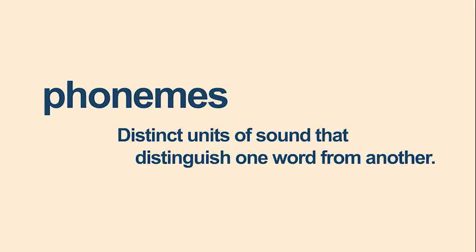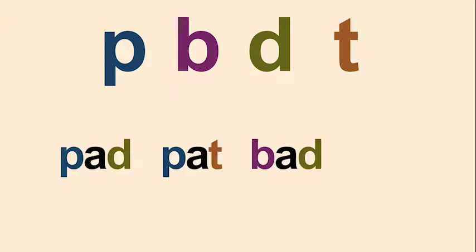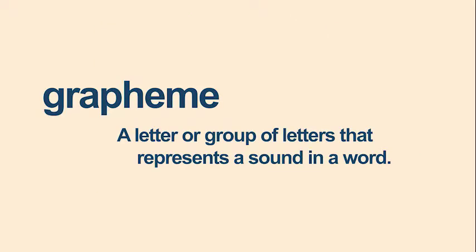Phonemes are the distinct units of sound that distinguish one word from another. For example, the letters P, B, D and T in the English words pad, pat, bad and bat. A grapheme is a letter or group of letters that represents a sound in a word.